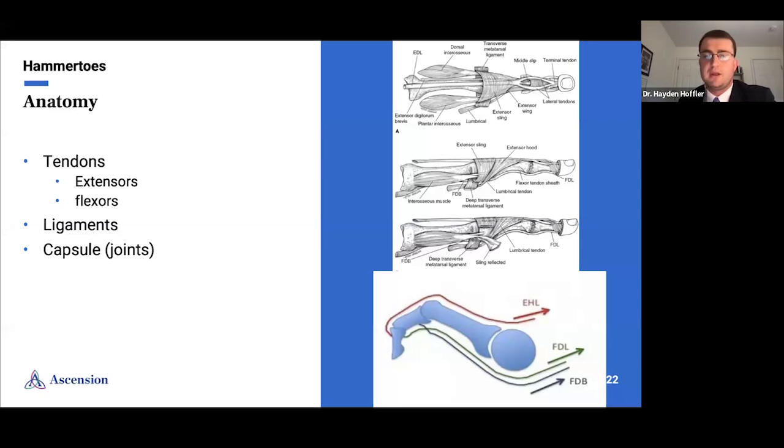Ligaments are involved as well as the capsule. And those are important because that can cause your toe to actually overlap, whether it be your third toe, fourth toe, fifth toe, or even the big toe overlapping as well. So everything's involved in a toe, whether that be tendons, ligaments, or even capsule and bone.